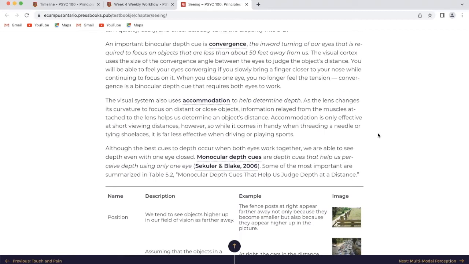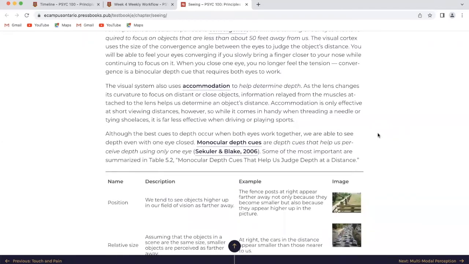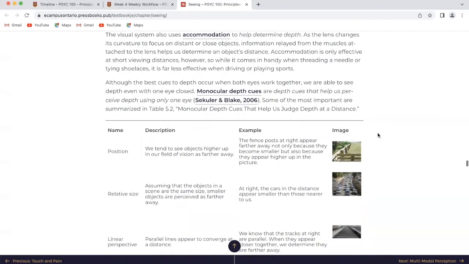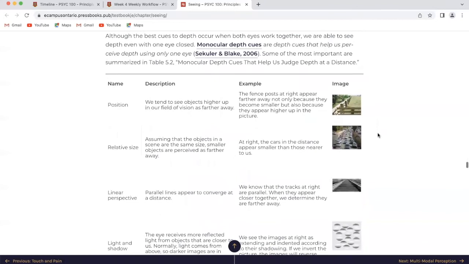Although the best cues to depth occur when both eyes work together, we're able to see depth even with one eye closed. Monocular depth cues are depth cues that help us perceive depth using only one eye, hence mono. Some of the most important are summarized here. Here we have yet another table. Monocular depth cues that help us judge depth at a distance.